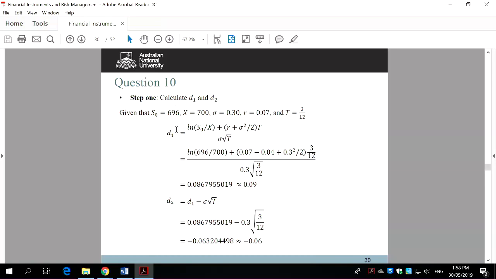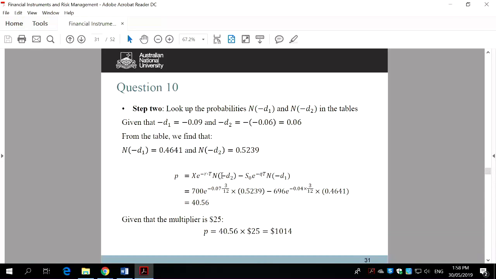So again, you plug everything into the D1 and D2 formula. Sorry, I should have written R minus Q. So remember to subtract the dividend yield from the risk-free rate. Again, you work out your D1, D2, then you go to your table, find the corresponding probability for N(-D1) and N(-D2). So another modification is that you have to strip away the dividend yield from the current spot price. So that's S0 times e to the power of minus QT. Okay? And then you work out the put option.